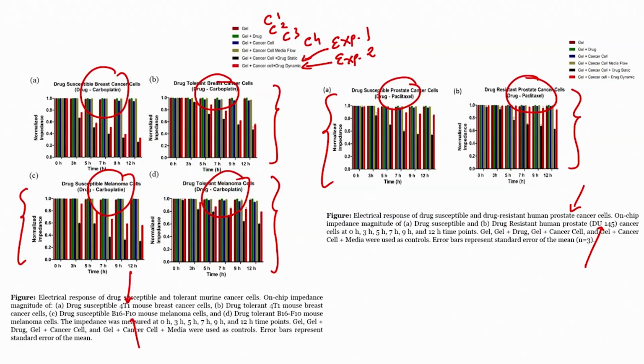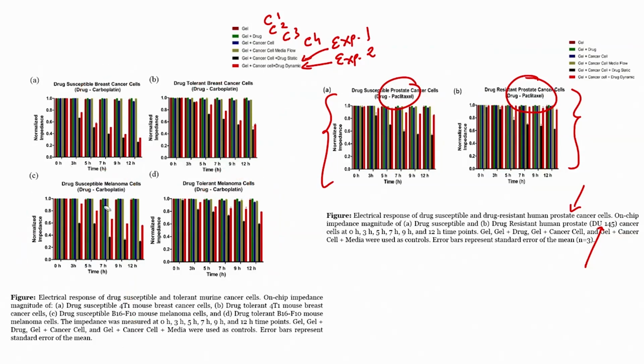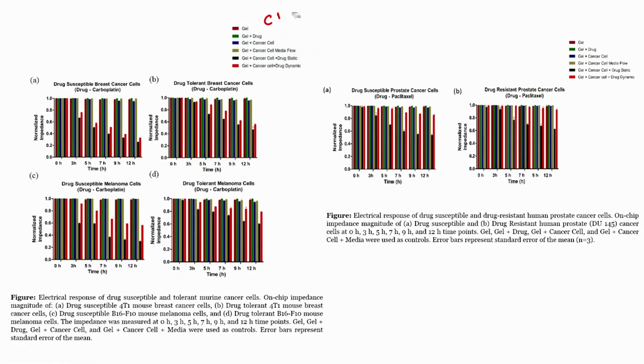Then we have seen that for given controls and given experiments, how the normalized impedance changes with respect to time. And here we can clearly see that the results obtained from the static platform are different than the results obtained from the dynamic platform. Also we have seen that we can measure not only the breast cancer susceptible cells, but also breast cancer tolerant cells, and the same thing for melanoma susceptible and melanoma tolerant cells.